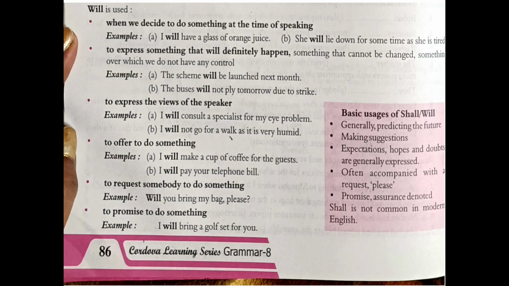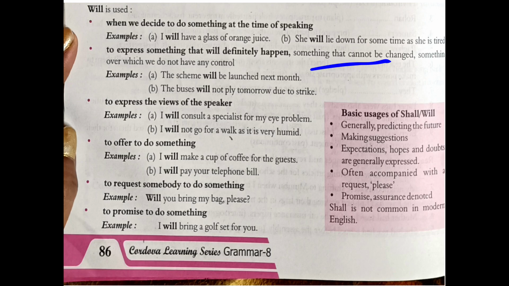To express something that will definitely happen, we use future tense. For example, the scheme will be launched next month. The buses will not ply tomorrow due to strike. To express the views of the speaker, like I will consult a specialist for my eye problem. To offer to do something, like I will make a cup of coffee for the guest. To request somebody to do something, will you bring my bag, please?